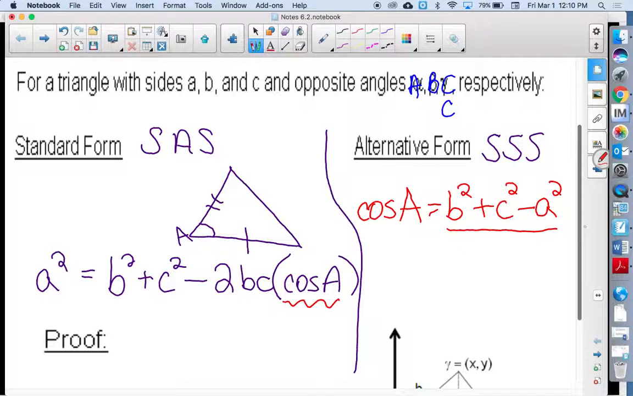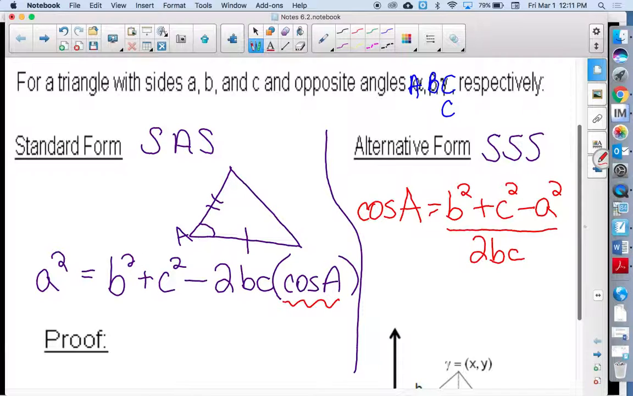And then cosine is being currently multiplied by 2bc. So again, to get it by itself, we would have to divide it by 2bc. They are the same form. It's just rearranging the standard form to get it into this alternative form, or I call it angle form, so you can find the angle.